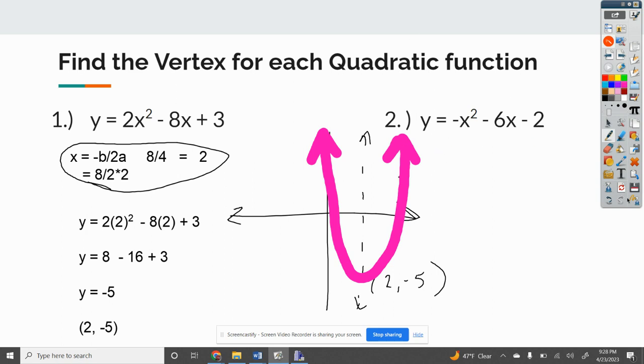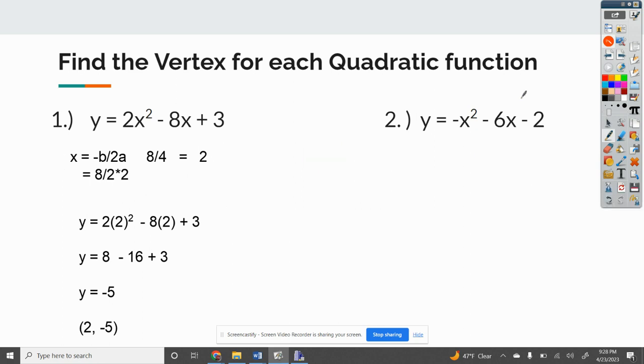All right, I'm going to allow you guys to do number 2 on your own. So take a couple minutes now, do that in your notes. Again, make sure your b in the formula is negative b, and then this b is also negative. So make sure that's all right. And then a is negative 1. So go ahead and finish that one out, and I will give you your answer in a couple of seconds.